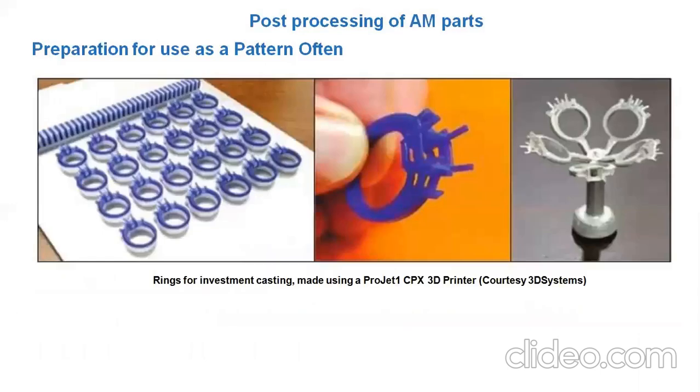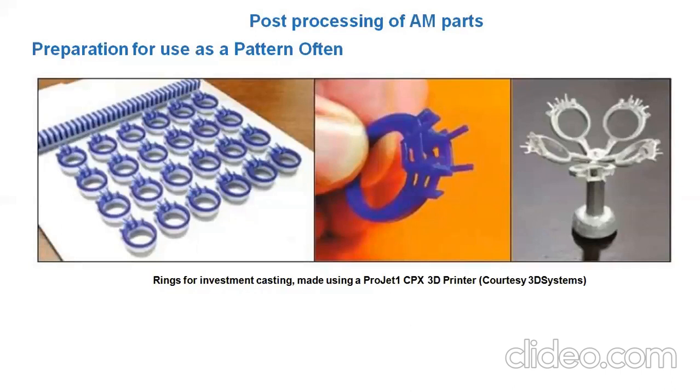Then this is the image of preparation for use as a pattern ring for investment casting, which is made with the help of a 3D printer machine. The name of the machine is also mentioned here. So these are the patterns which are used in investment casting for manufacturing of a product.